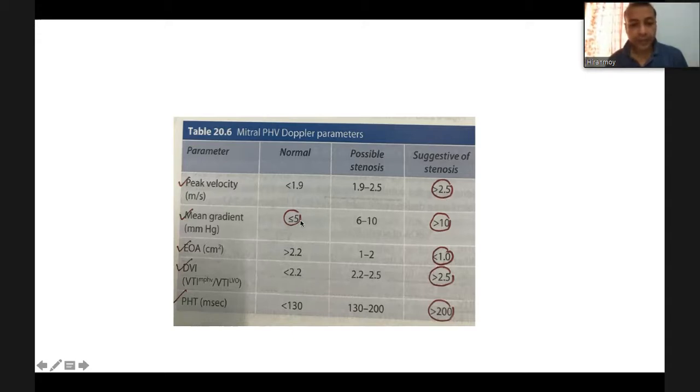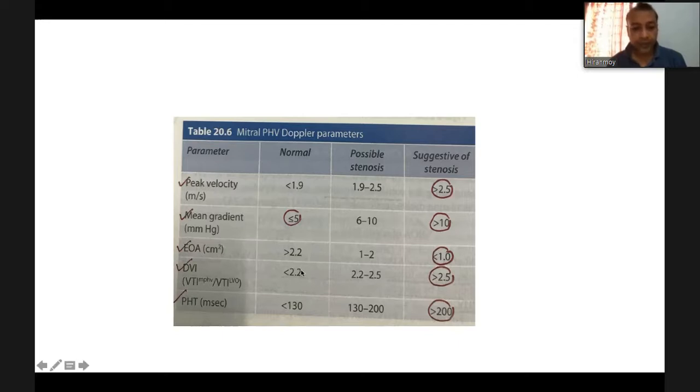Mean gradient less than 5 is normal. 6 to 10 is possibility of stenosis. More than 10 is suggestive of stenosis. Effective orifice area, if it is more than 2.2, is normal. 1 to 2 is possibility, and less than 1 is suggestive of stenosis.